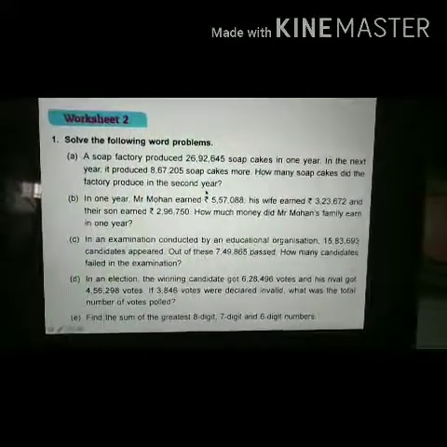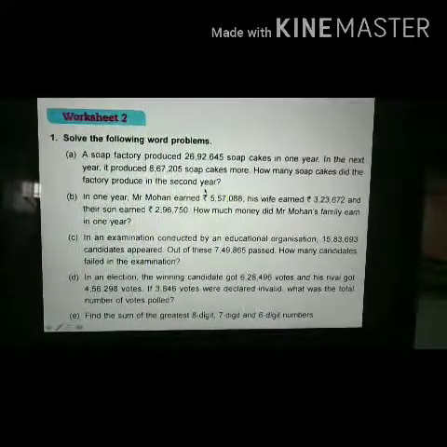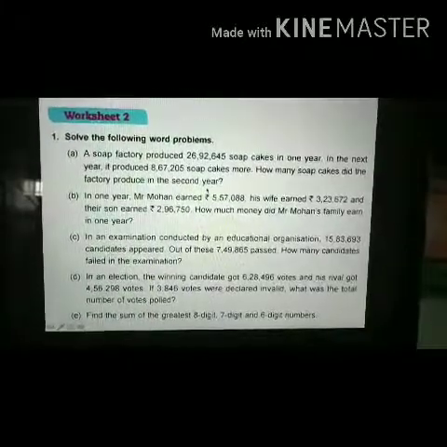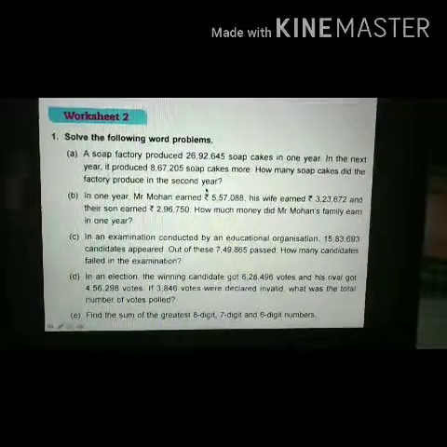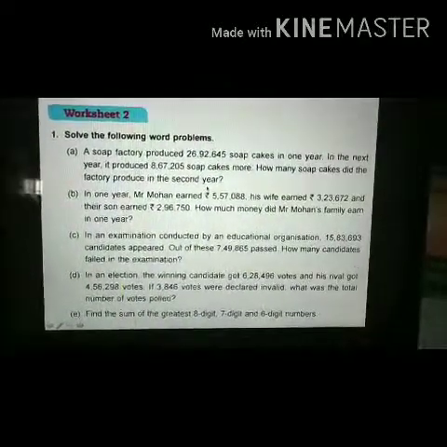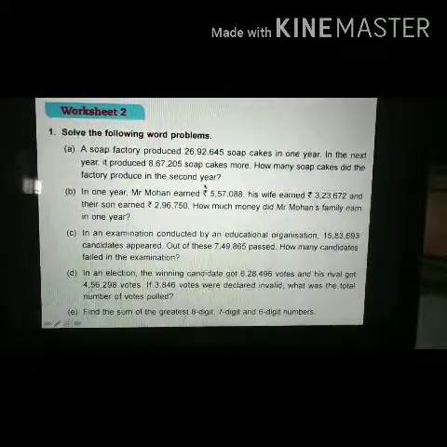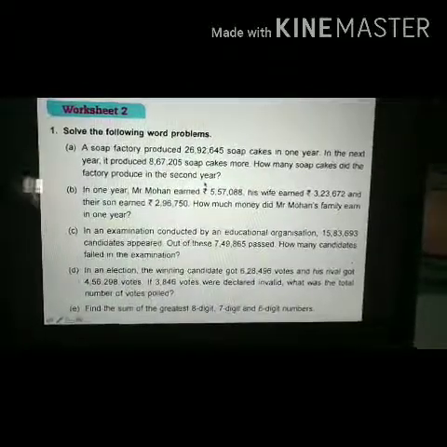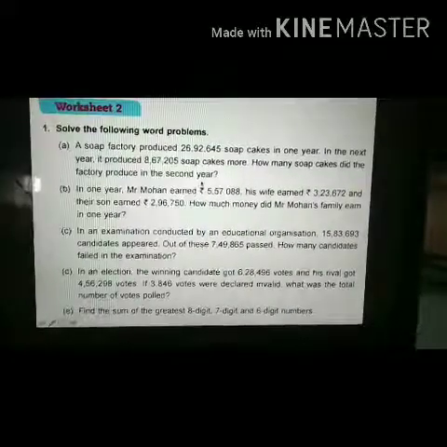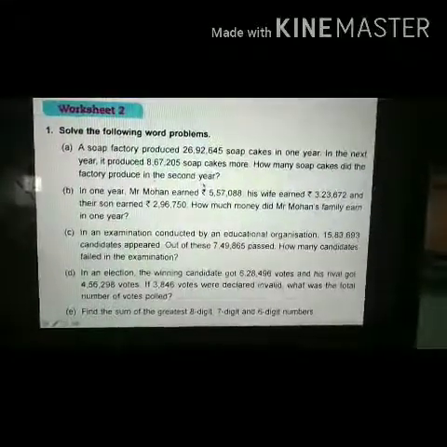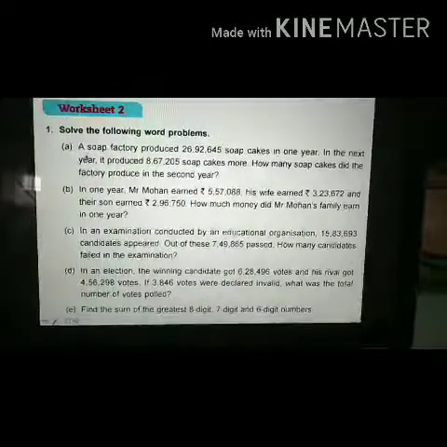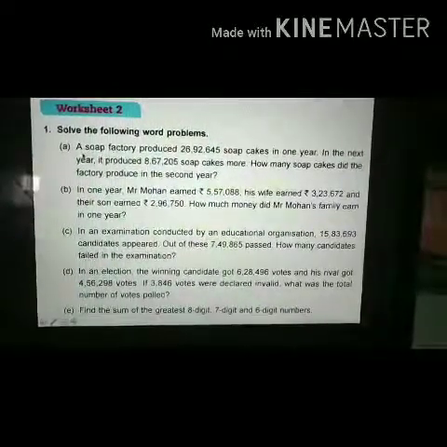Students, whenever you do any word problem, you must read the word problem twice or thrice so that you can understand the word problem and select the operation that is to be applied. So once again we'll read this word problem.